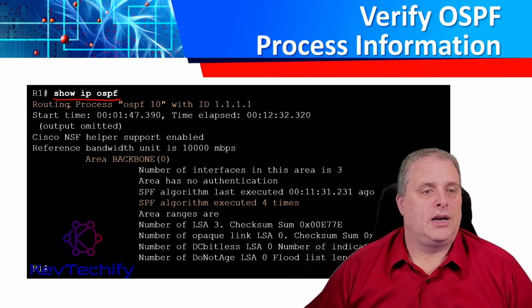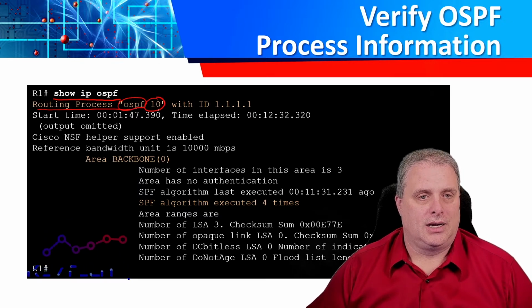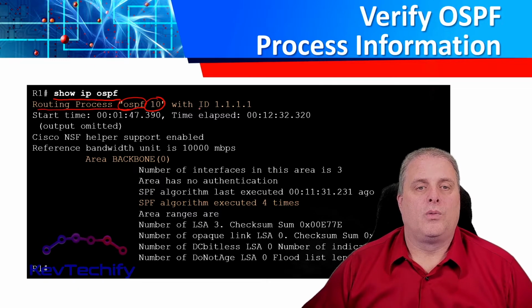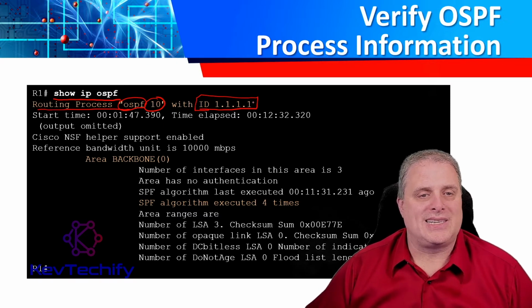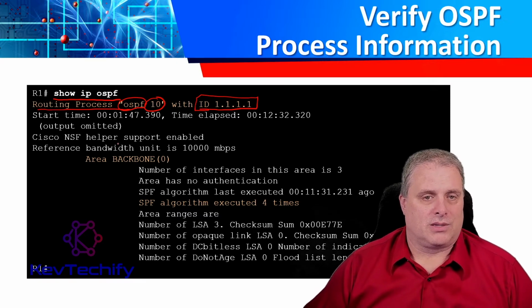First thing it'll say here is our routing process. It'll give us what protocol we're running with the process ID. Then it'll also give us our router ID. You can verify that we have our router ID set. Once again, we explicitly set that. Gives us some information on when we booted it up.